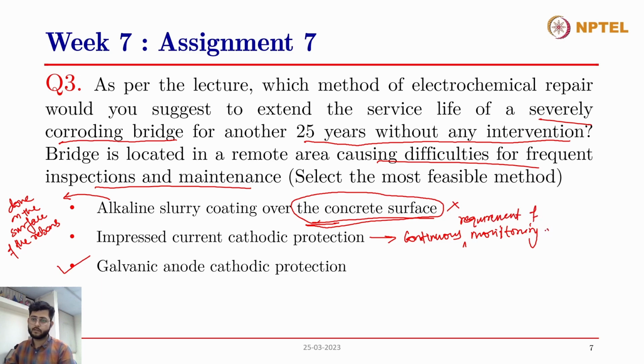monitoring and inspection, this should not be opted for in this particular case. Again, this is a very good system to go with, but the bridge is located in a remote area, and it is difficult to go there for inspection and maintenance, and therefore we have to go with the galvanic anode cathodic protection system.